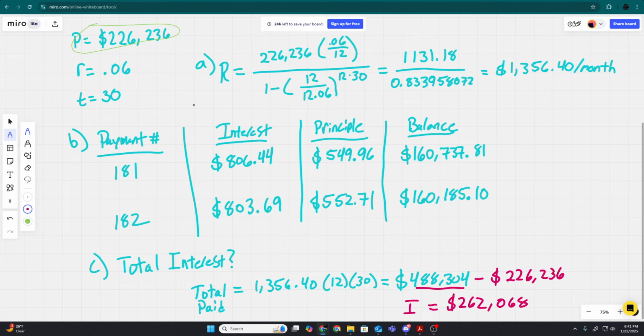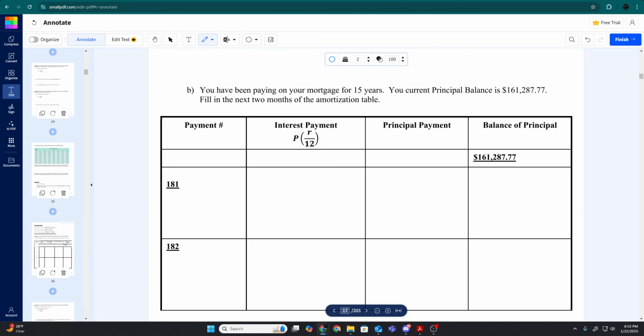Now this is an example where we're showing you payments in the middle of the cycle of the loan. So this wasn't the first two payments. This is payments made in the middle. When you're doing a question like this and you're provided the table, you're either going to start in the beginning or start in the middle. Either way doesn't matter.